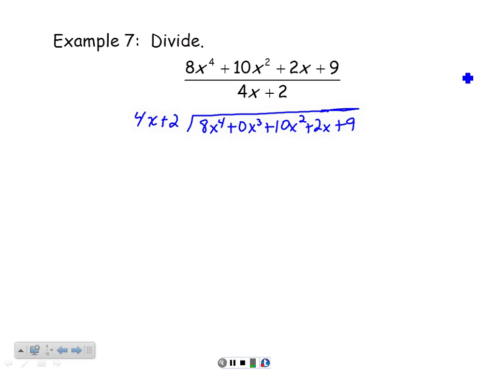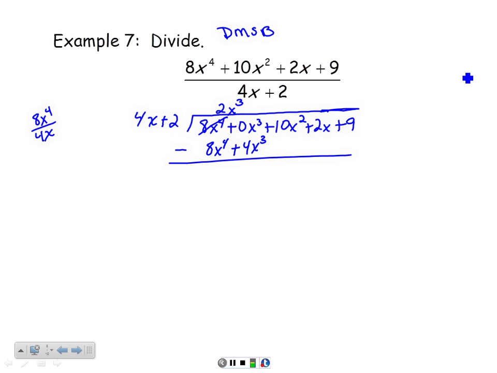Okay, so let's start. Daddy, mother, sister, brother. So we're going to divide 8x to the fourth divided by 4x. And again, it may be easier for you to write it down over here. 8x to the fourth divided by 4x is going to give us 2x to the third. Take 2x to the third, multiply it around. 2x to the third times 4x is going to give us 8x to the fourth. And 2x to the third times 2 is going to give us plus 4x to the third.